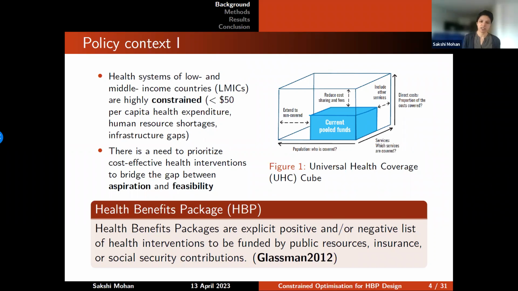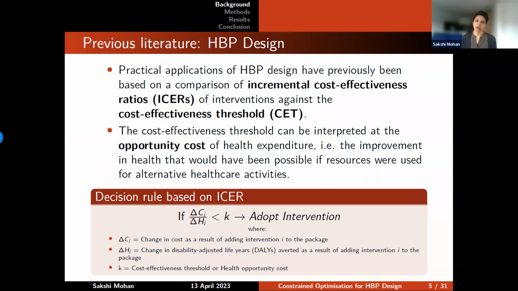So defining a health benefits package is essentially a step in this direction. Health benefits packages are explicit, positive, or negative lists of health interventions to be funded by public resources or other forms of pooled funding. One way to choose which interventions should be included in the health benefits package is simply to compare the incremental cost effectiveness ratio of interventions with the cost effectiveness threshold, which is relevant to the health system.